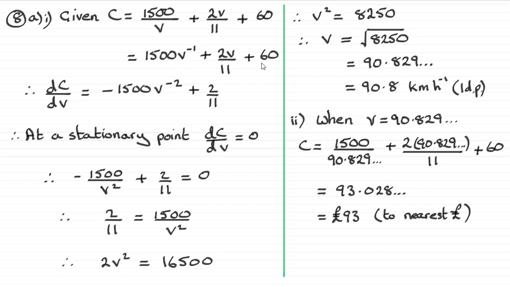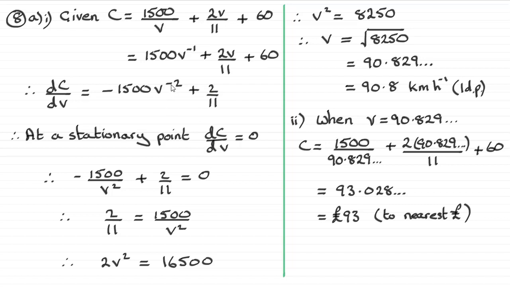And it's now ready for differentiating. So in the usual way, you can see when we differentiate this term, the power goes out to the front here, multiply it with the 1500, minus 1500 v, and reduce the power by 1 to the power minus 2. And then we've got this one just simply is the 2/11. Constant differentiates to 0. So we need to put this equation equal to 0 at a stationary point.